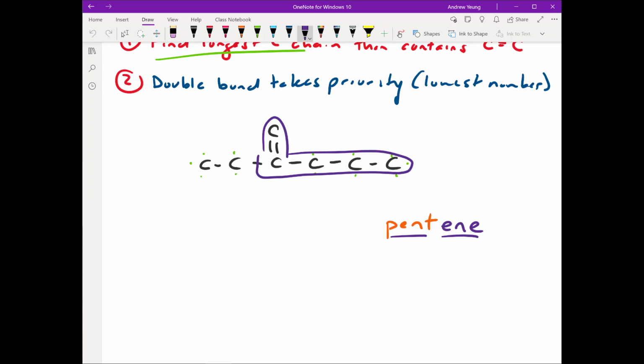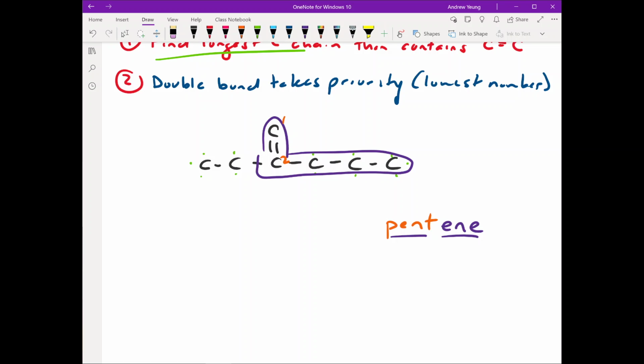There is a little note here. Because the double bond takes priority, just drawing 5 carbons in a row doesn't necessarily tell me where the double bond is. In this case, I see the double bond stretching between, let's say, the first carbon and the second carbon. Well, that double bond could have been between these two, could have been between these two, could have been these two. The double bond could have been anywhere along the parent.